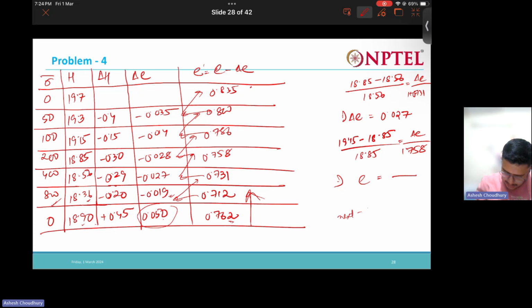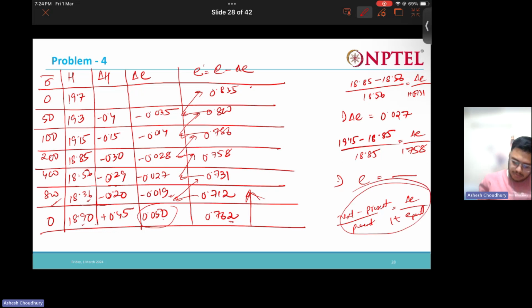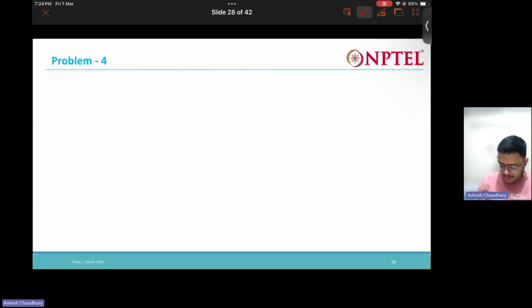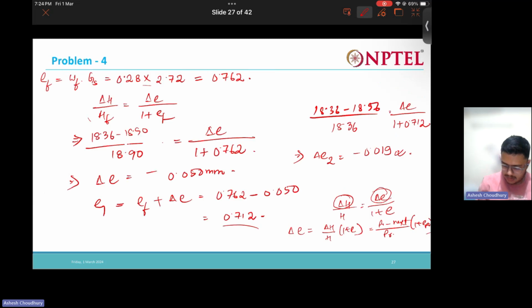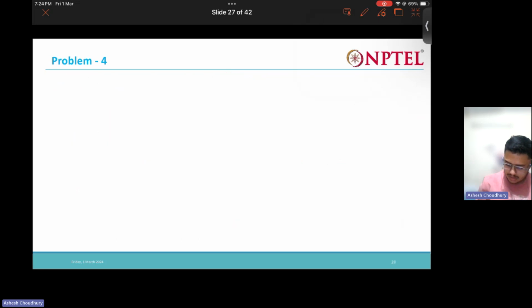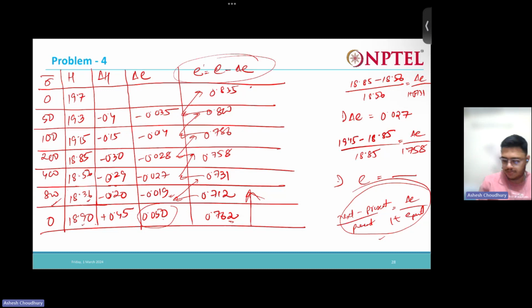Next minus present by present equals delta E by 1 plus E present. So this is the formula. If you use this, okay, not this, this is not correct. This is correct: next minus present by present.